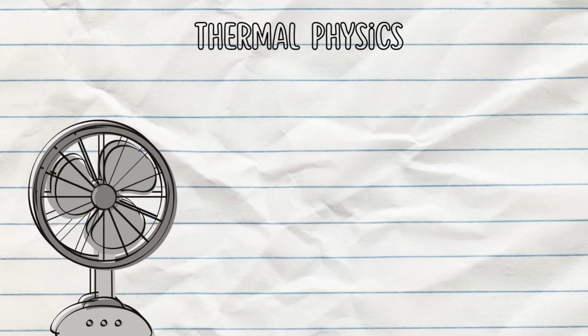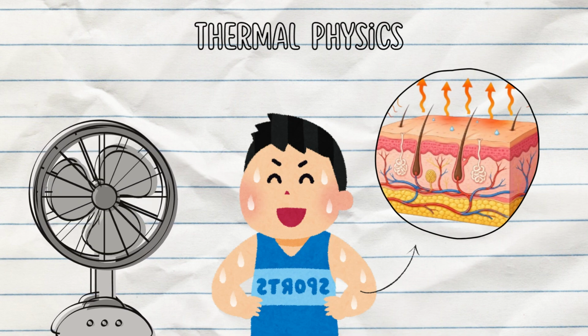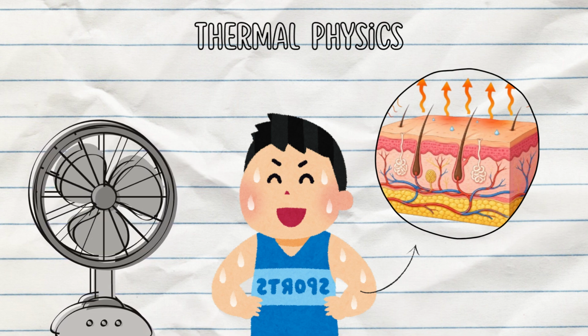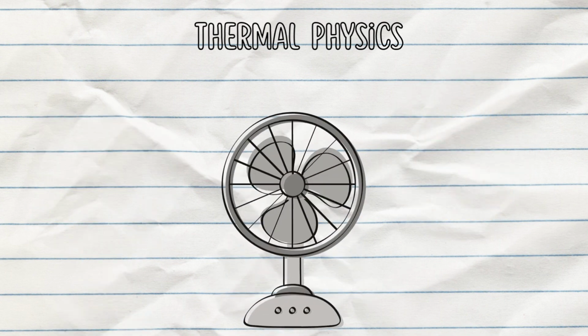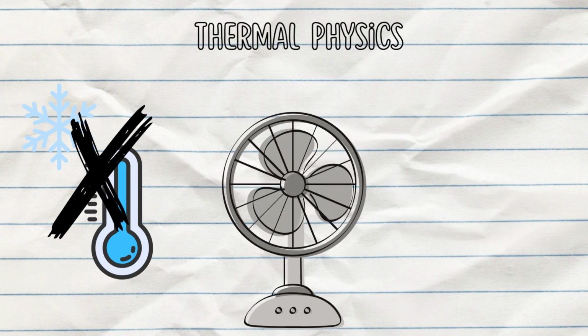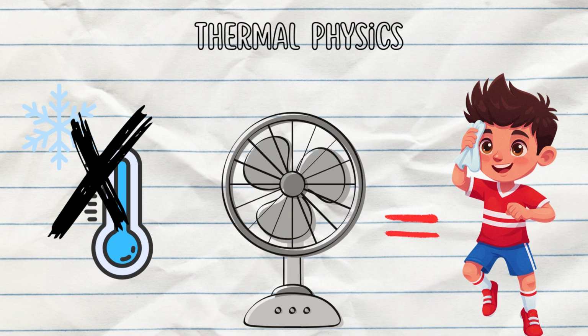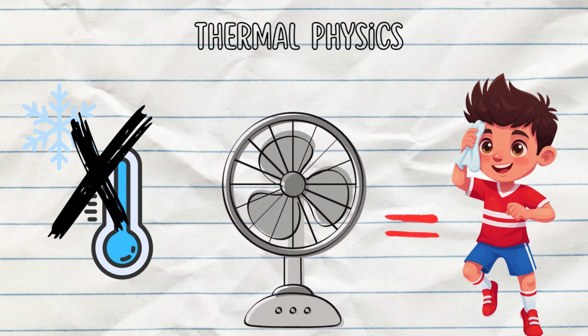Now I will explain how a fan cools us down based on thermal physics. First, the fan creates a steady airflow around our body. This moving air helps remove heat from our skin through a process called convection. Here is an interesting fact. Many people think that a fan lowers the room temperature, but that's actually not true. The room temperature remains the same. Instead, the airflow helps our body lose heat faster and speeds up sweat evaporation.